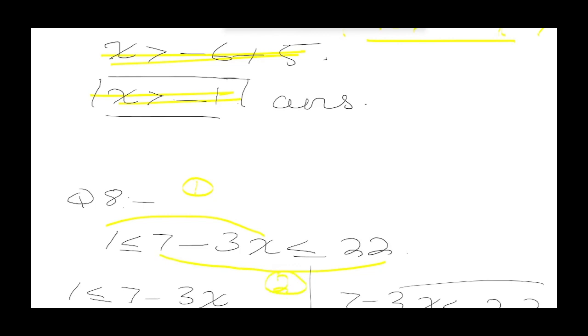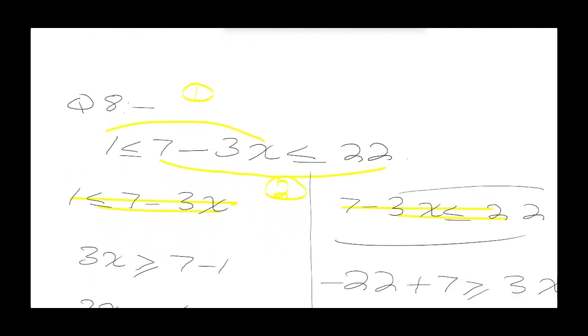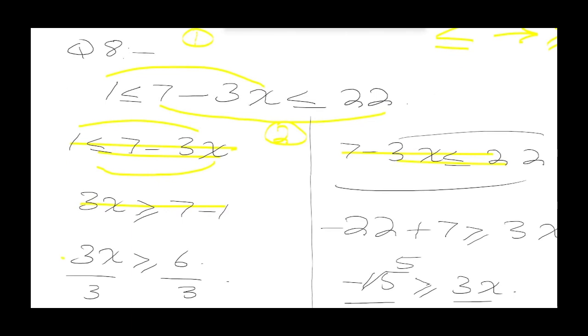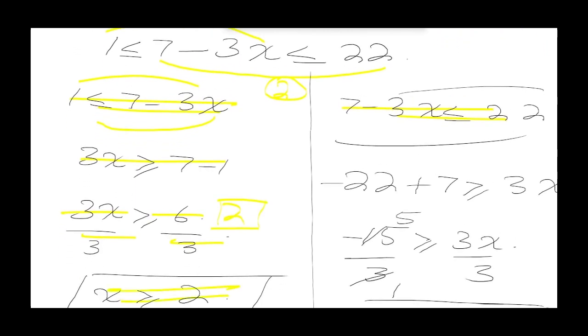So let's write the first. Here we have 1 is less than or equal to 7 minus 3x and 7 minus 3x is less than or equal to 22. So what did we do next? We have negative 3x. We pushed that to the left side, and 1 was moved to the right side. So 3x, and the sign also gets changed from less than or equal to greater than or equal to. So after that 3x was greater than or equal to 7 minus 1. Here we have 3x is greater than or equal to 6. So 3 gets divided on both sides and the answer will be 2. So x is greater than or equal to 2. This was for the first inequality.